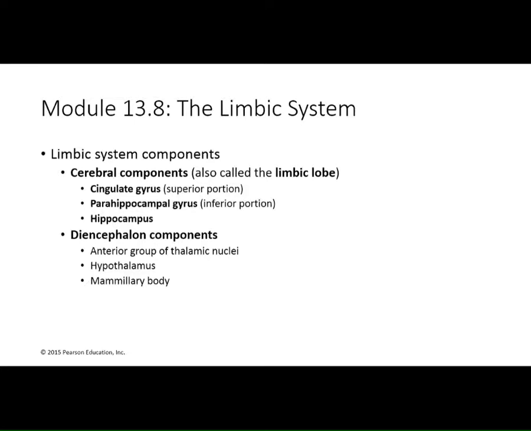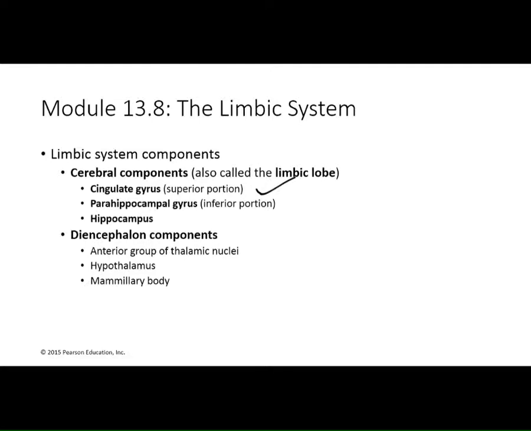Now, what are the parts? The parts of the limbic system include, and remember this is the link between the cerebrum and the diencephalon, so there are parts in both. In the cerebrum, we've got the cingulate gyrus, and I'll show this to you in a moment. It's a gyrus, right? A noodle. So it's one of the noodles. There is the parahippocampal gyrus, another gyrus, another noodle, and the hippocampus itself. So those are the three parts that are actually up in the cerebral region.